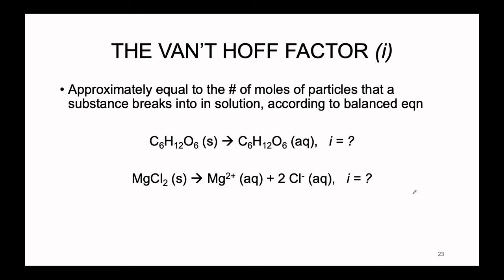The Van 't Hoff factor is an approximation of the number of moles of particles that a substance will break into in solution according to its balanced equation, aka stoichiometry. Now, below, we can see two different chemical equations. The first corresponds to the molecule of sugar, and the second corresponds to the ionic compound magnesium chloride.